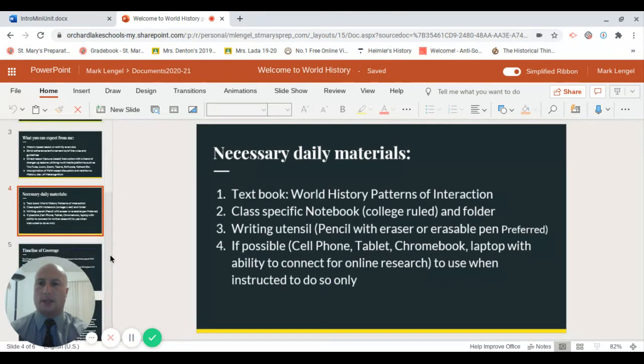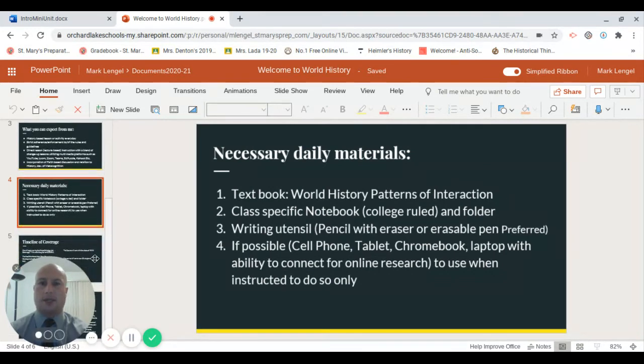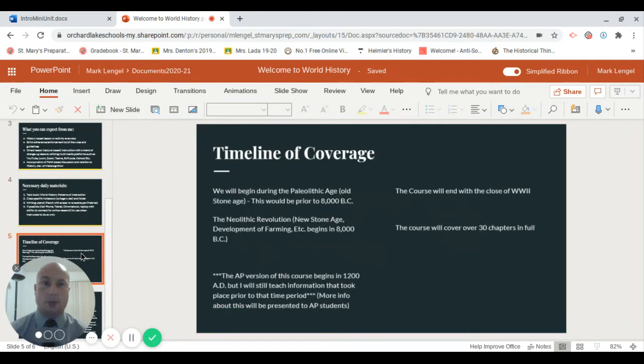At this time, I'd like to talk about the timeline of coverage. This class, being a world history class, has a really wide scope, so I think it's really important that you understand the nature of what we're going to be covering this year. We're going to start in what's called the Paleolithic Age, which is the Old Stone Age, and this would be the time period prior to 8000 BC, so prior to 8,000 years before the birth of Christ.